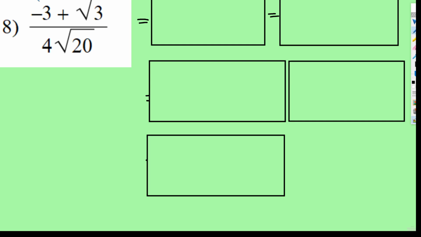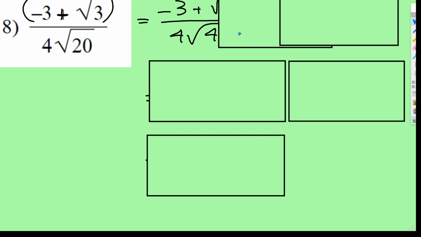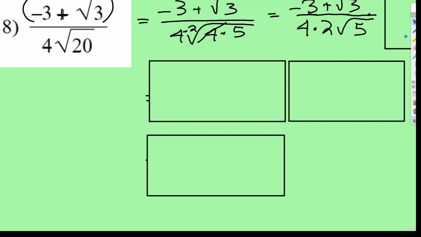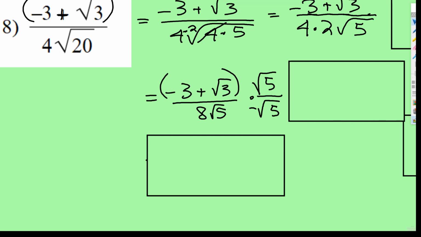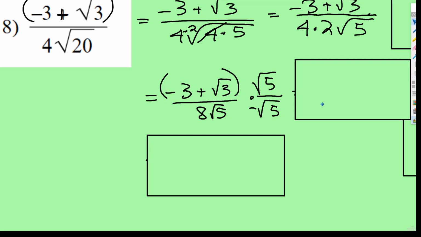Then when you have a binomial in the numerator, now you can't just simplify this and have something cancel, because that's an expression and everything would need to have the same factor before it would cancel. So my suggestion here is break down the root 20 to root 4 times root 5, and the square root of 4 is 2, and then 4 times 2 is 8. So you have 8 root 5, and then multiply the numerator and denominator by root 5.